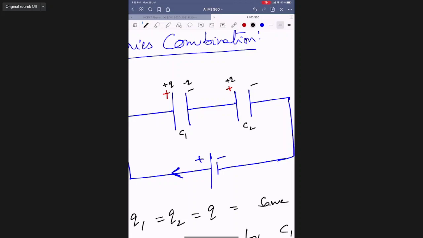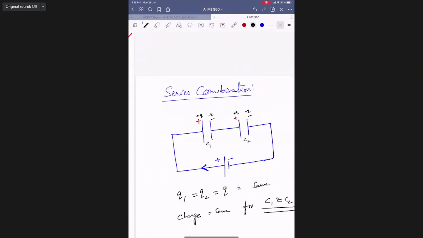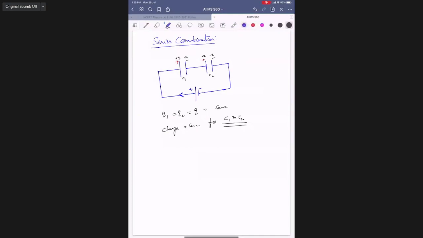This will be plus Q, and the next will be minus Q. Plus and minus. So these two capacitors carry an equal amount of charge. This is the main rule for the series combination. Therefore, as Q equals C into V, Q remains constant.